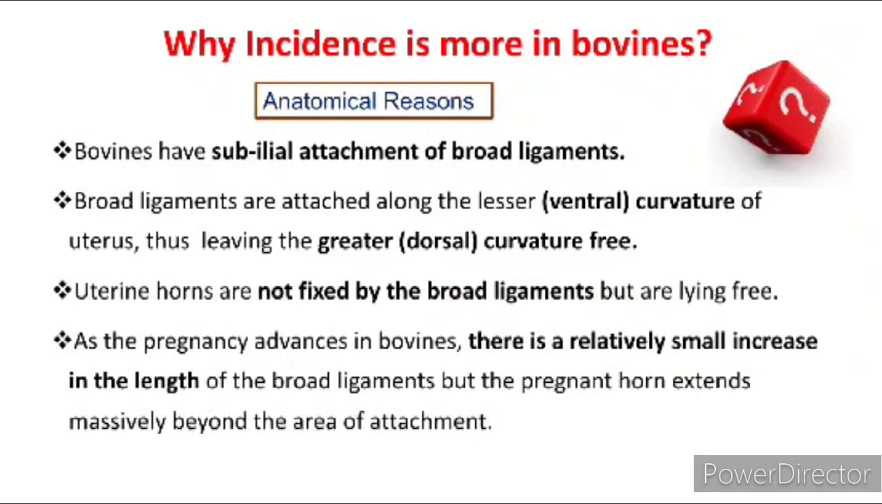So why are incidences more? If we see the anatomical reason, in bovines there is subileal attachment of the broad ligaments. Due to the subileal attachment, as the pregnancy advances, the size of the uterus increases, and the large uterine horn cannot be stabilized by the ligaments, because the pregnant horn extends massively beyond the area of attachment. So this is the anatomical reason why incidence is more in bovines.